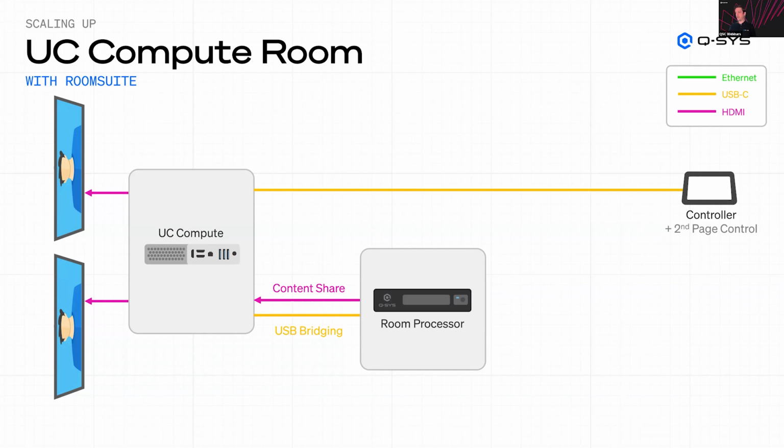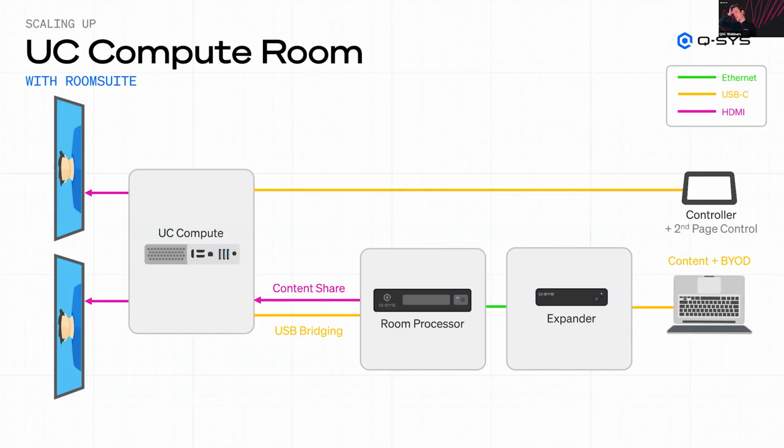You're going to then get your USB bridging as well directly from the room processor for the UC compute, which still leaves it open at the table for BYOD. Again, there's that expander that you'll find at the table, content plus BYOD. Again, you can use that connection as well. So we're using the USB connection on both the room processor as well as the expander at this point. And then you can connect Q-SYS peripherals to the expander and the room processor.